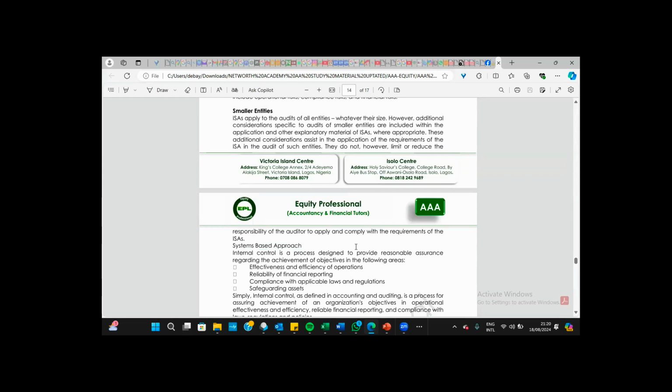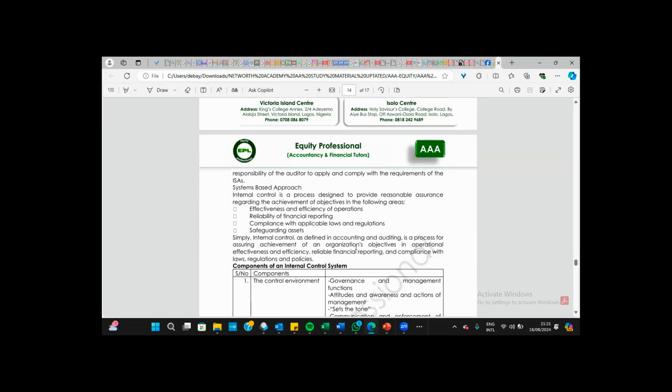And that will bring us to explain what we mean by internal control system. Now, internal control systems are sets of controls, financial or otherwise, established by management to ensure that the business is run in an effective and efficient manner, to safeguard assets, and to ensure that the business objectives are achieved. That is internal control system.